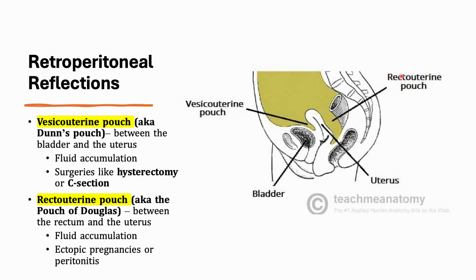And then we have the rectouterine pouch, also known famously as the pouch of Douglas, and that's between the rectum and the uterus. It's right here, and the uterus is over here. Again, fluid accumulates around there as well, and a lot of ectopic pregnancies or peritonitis you can test for by taking some fluid from there.